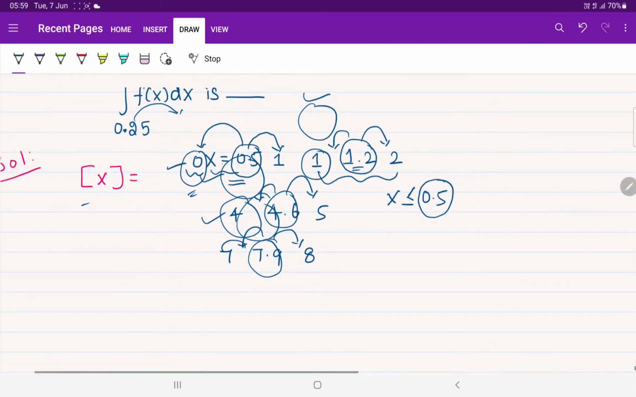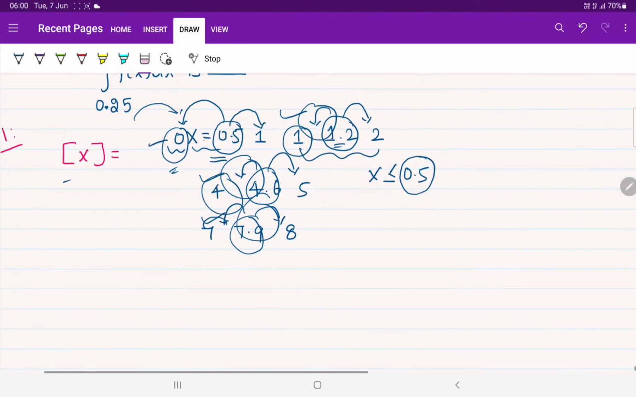Did you understand? I hope you all got the clarity about this, whatever we have observed here. You all got the complete clarity. That's all.